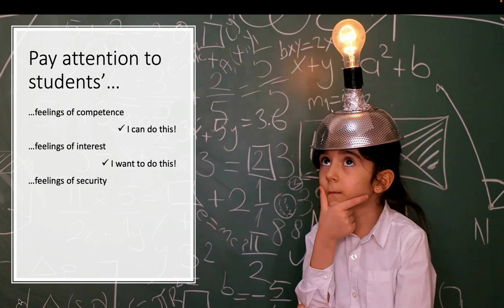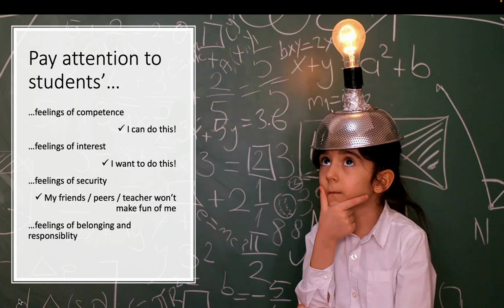Feelings of security. If I'm going to do this activity, no one is going to make fun of me. And that's a huge one for humans of all ages, right? And finally, feelings of belonging and responsibility. If I'm going to do this activity, my friends actually need me to do this, because if I don't speak, then this activity won't move forward, or we can't get something done, or the game won't work. So if you address all of these feelings, you're going to find that students are much more likely to participate.